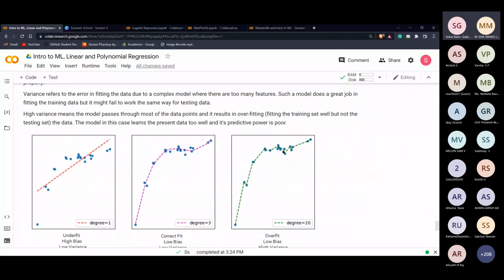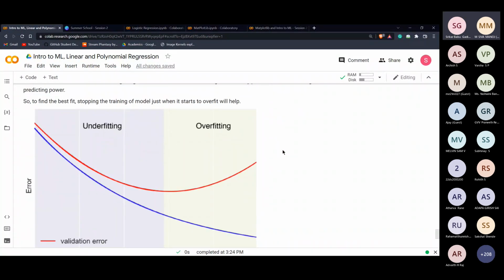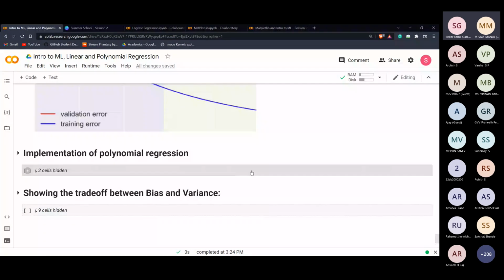This is overfitting. So initially your model starts with underfitting. Later on, it will find the sweet spot, and as you keep increasing the polynomial's degree, it will go to overfitting. This is the theory of polynomial regression. Now we'll move on to implementation of polynomial regression.